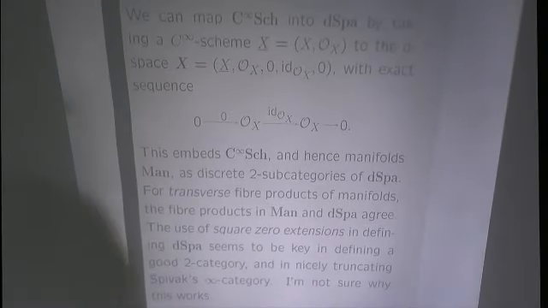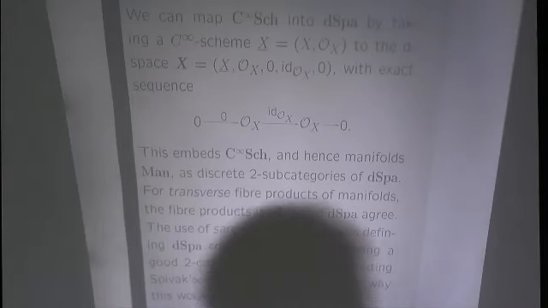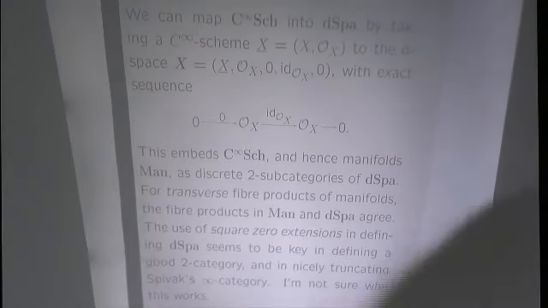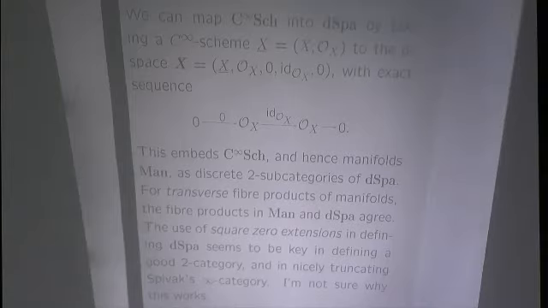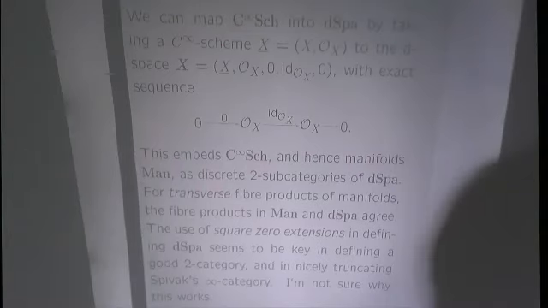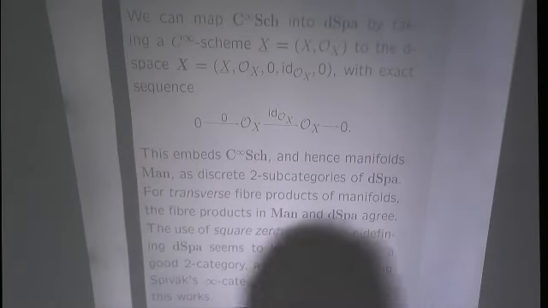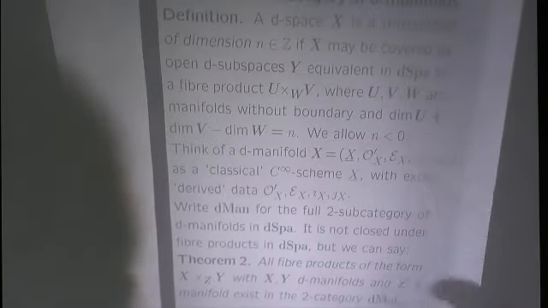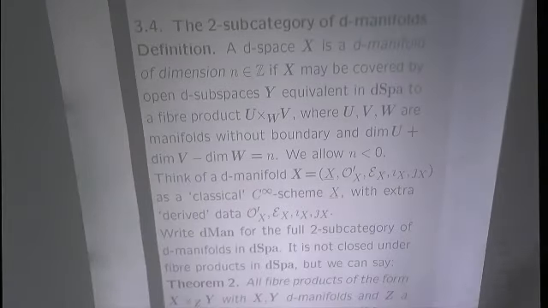So for transverse fibre products of manifolds, the fibre products in manifolds and D spaces agree, but non-transverse fibre products are different. So as I said, the use of square zero extensions to define D spaces seems to be the key to defining a good two-category, and in some kind of nicely truncating Spivak's infinity category. But I really don't know why it is this works, and if somebody knows, you're welcome to tell me.